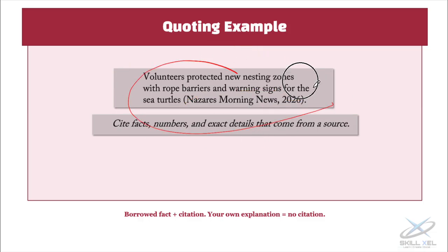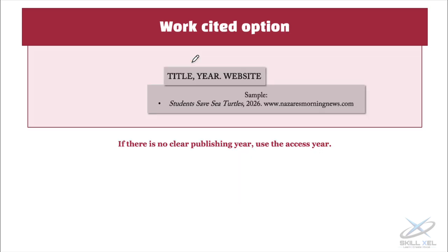So this will be the information that will appear in my body. It will look almost or just like this. Again, when you're doing the works cited, you want to create on the page something like this if you're handwriting it. The title, the year, and the website. Okay.